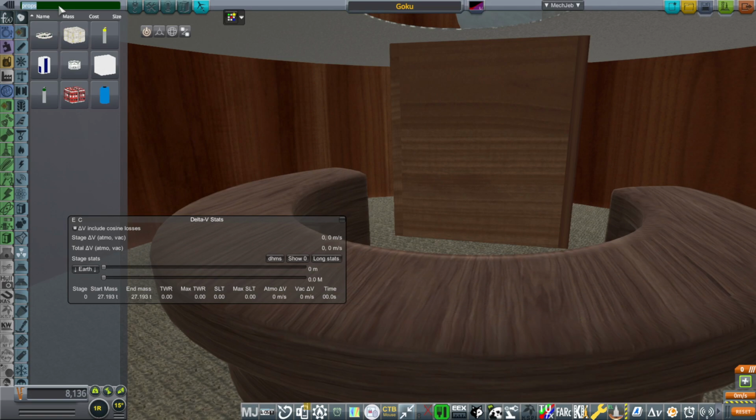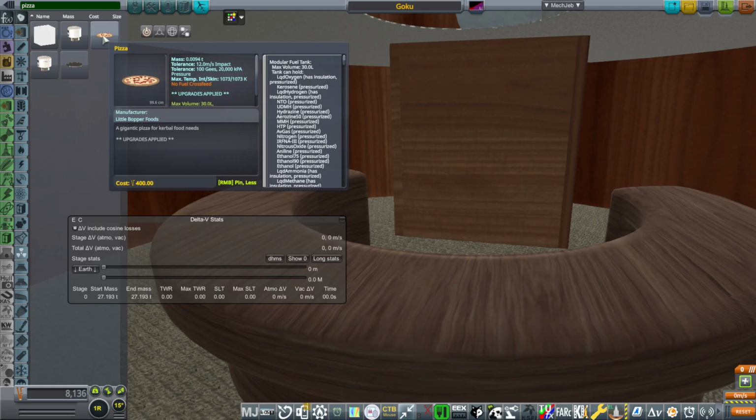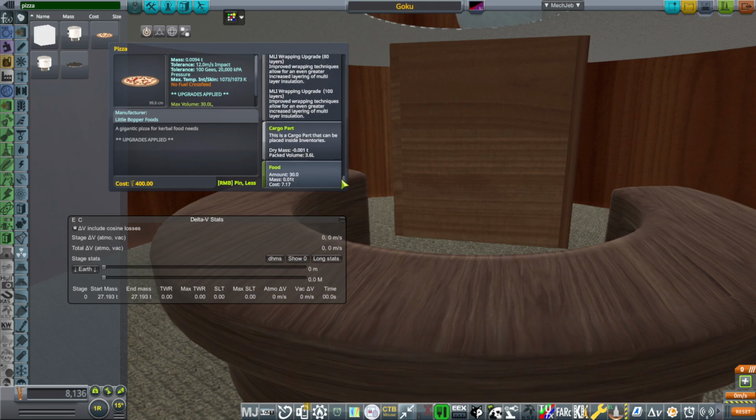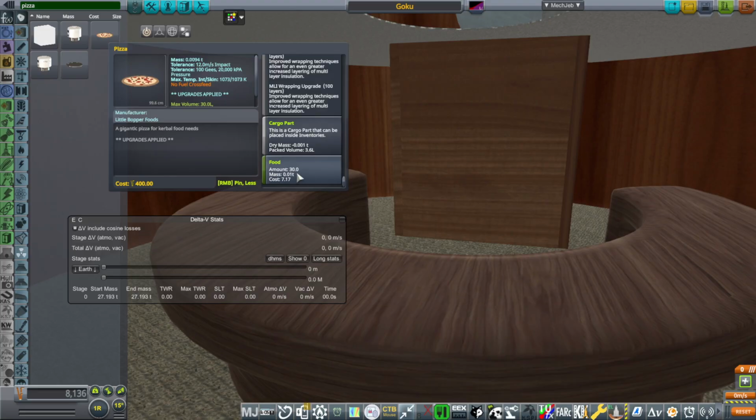And then we also have the actual pizza. As you can see, I've made a pepperoni pizza, and it actually contains the food. So it is a food resource container, and you can stack them. See, it contains 30 food. It is a 9.4 kilogram pizza, so it's a pretty darned heavy pizza.